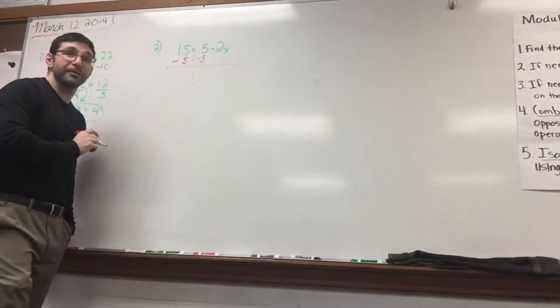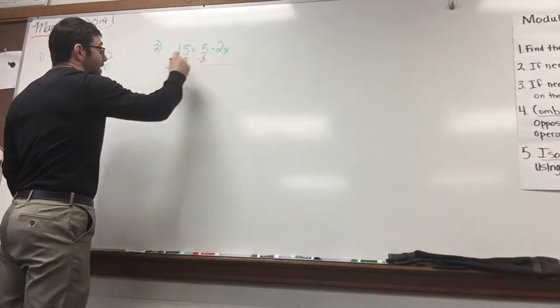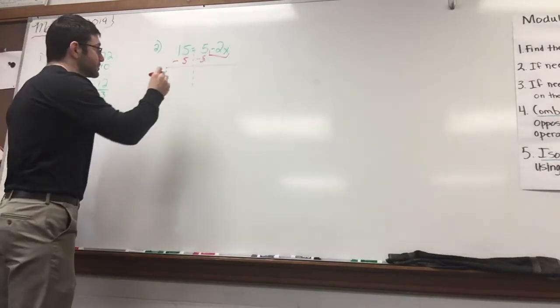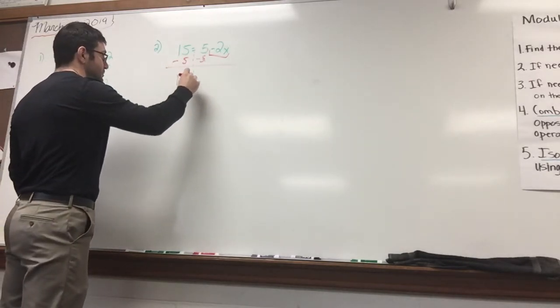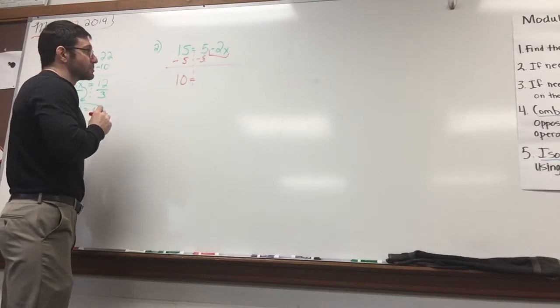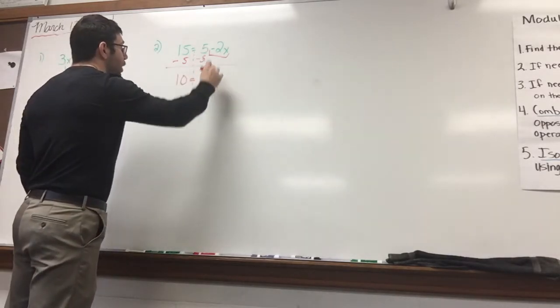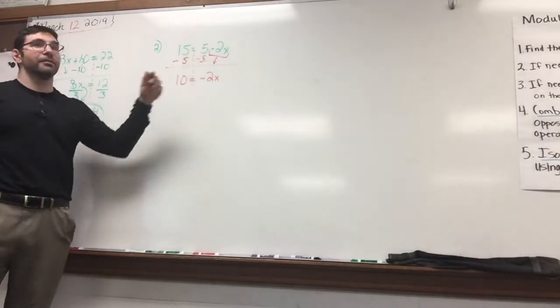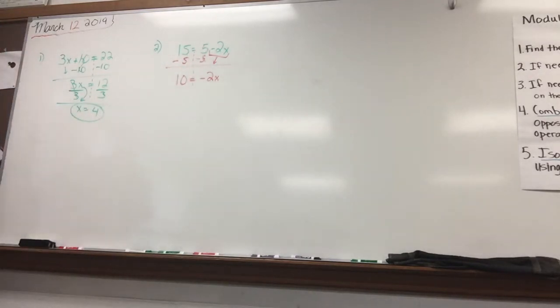I'm moving things away from that x. 5 minus 5 is 0. Go ahead and tell me what I need to write. It's going to be positive 10 equals negative 2x. Okay, so if I had one problem with your guys' work, is I didn't see a lot of these negative 2x's coming down. The negative has to come down with it.